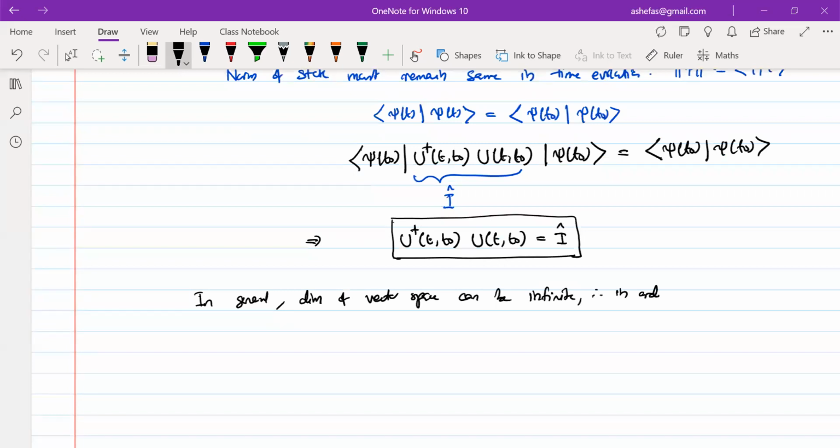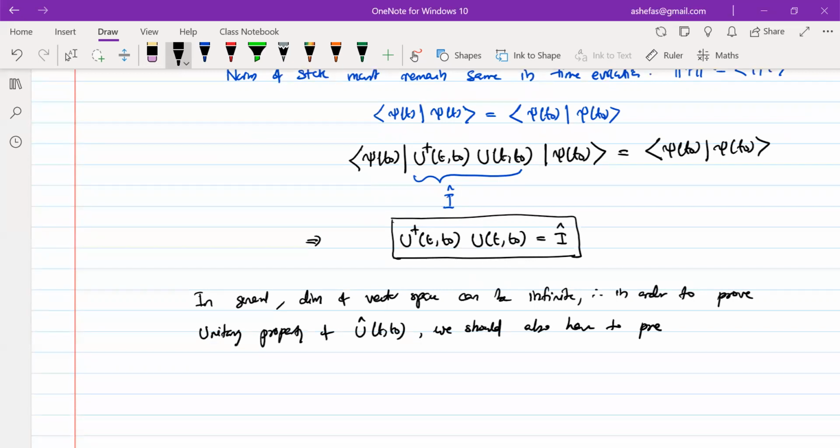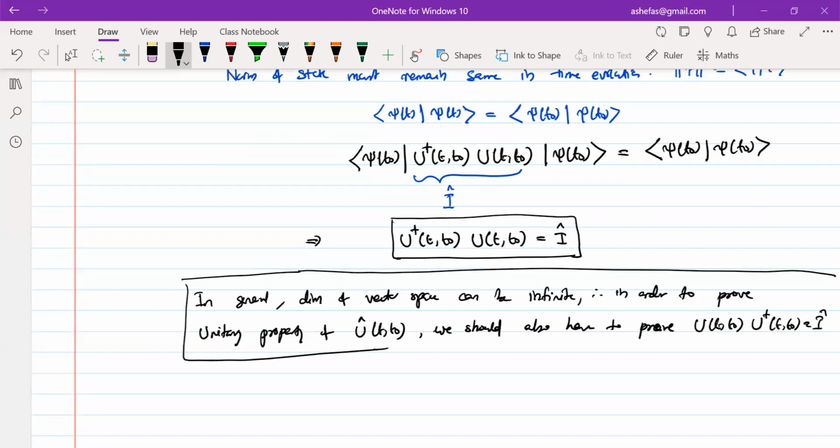Therefore, in order to prove the unitary property of U(t,t0), we should also have to prove U(t,t0) U dagger(t,t0) is also identity. This is also required. So next we can see what this quantity would be, whether it is equal to identity or not.